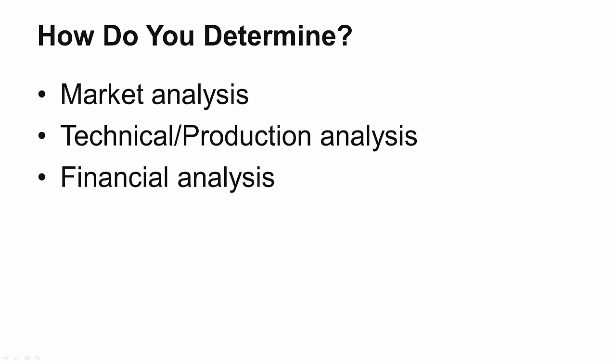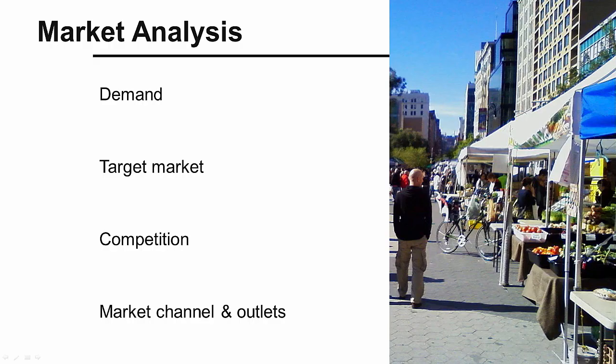So what is the process for performing a feasibility analysis? Well, there are three pieces: a market analysis, a technical or production analysis, and a financial analysis. Let's take a closer look at each. The market analysis section looks at and assesses the demand for a product or service, the target market or customer, competition, and market channel and outlets.